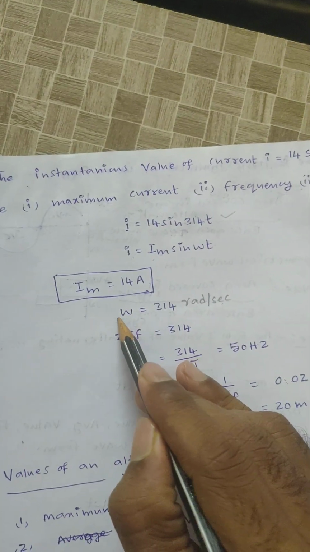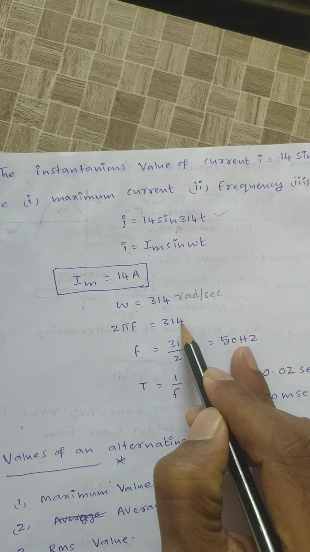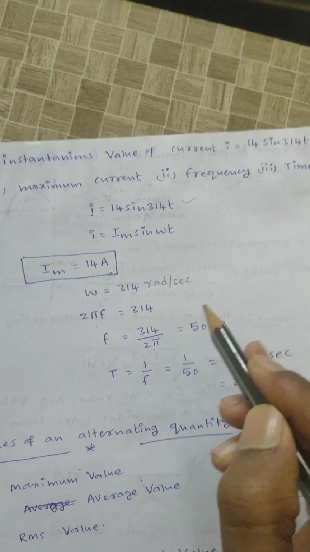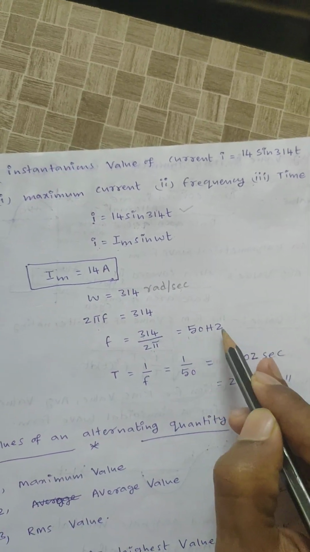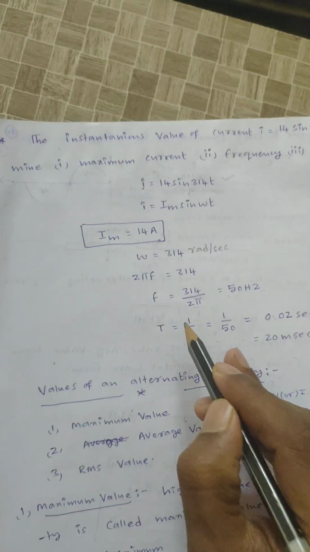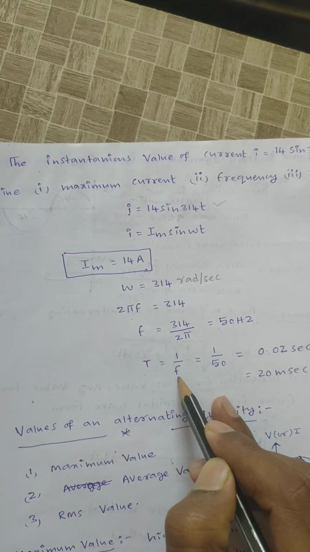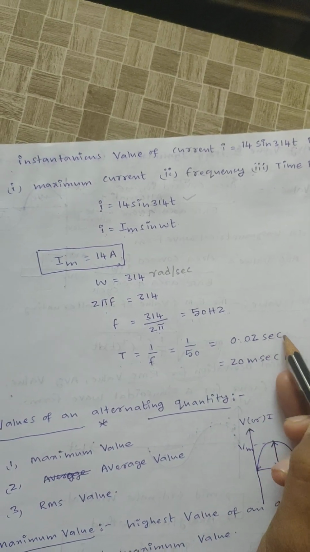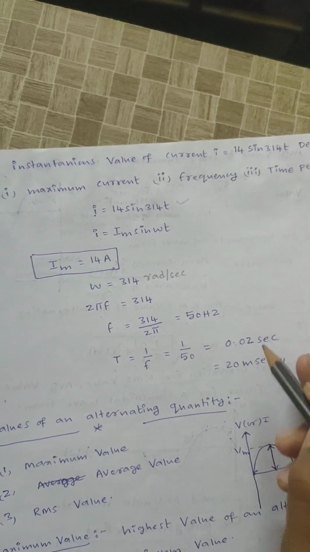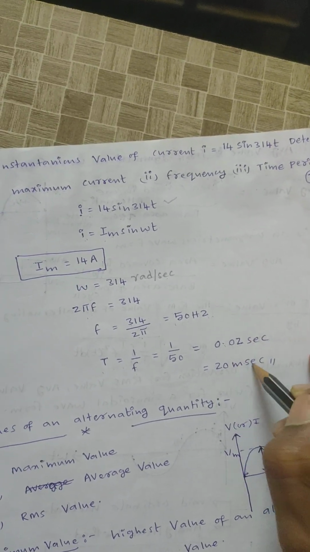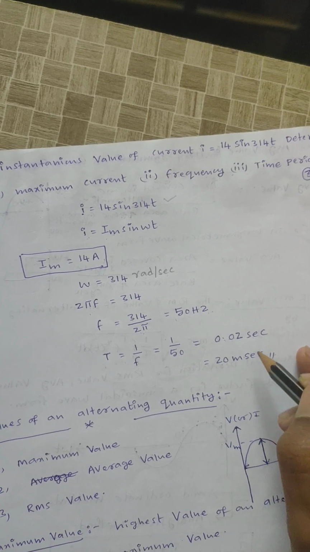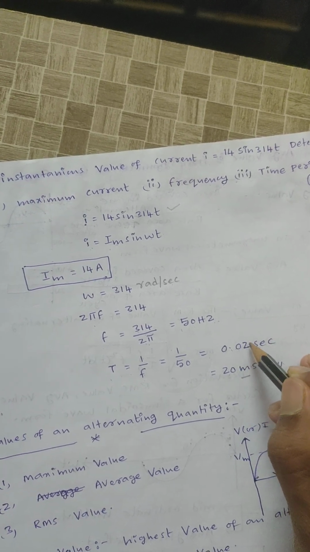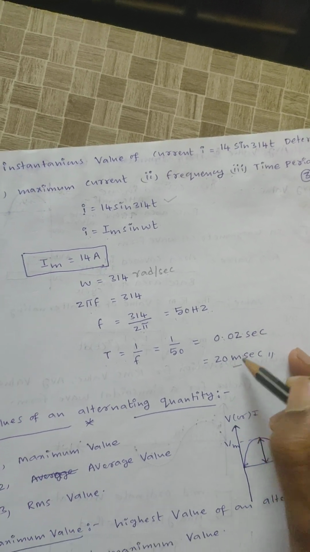Already we know that omega is equal to 2 pi f. 2 pi f is equal to 314, then f is equal to 314 divided by 2 pi. If I simplify this equation, I will get frequency value as 50 hertz. After that, time period T. Time period T is equal to 1 by f, that is equal to 1 by 50, that is equal to 0.02 seconds. If I convert into milliseconds, multiply and divide by 1000, you will get 20 milliseconds. Denominator 1000 gives 10 to the power minus 3 in the numerator, that is nothing but milli. In the numerator 0.02 into 1000, you will get 20, that is 20 milliseconds.